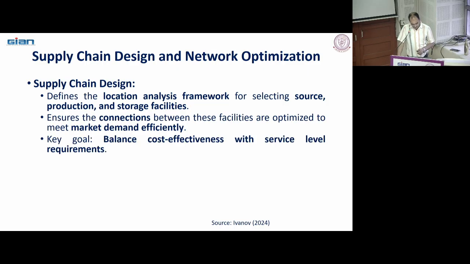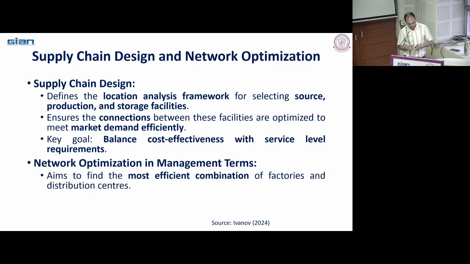So the key goal of supply chain design is to balance cost effectiveness with the service level requirement. So you want to minimize the cost. When you say cost, it is not only transportation cost: facility location cost, transportation cost, inventory cost, and you want to satisfy the customer demand as well with a 100% service level.